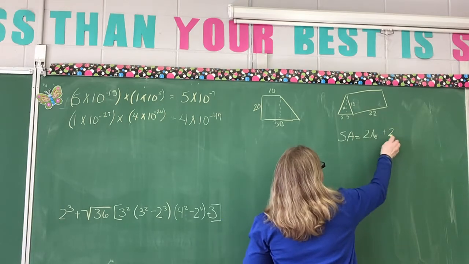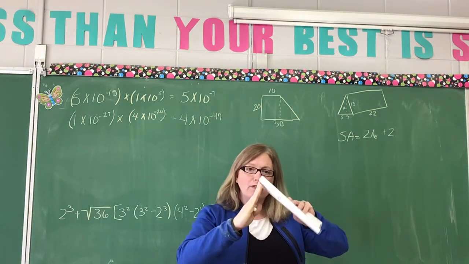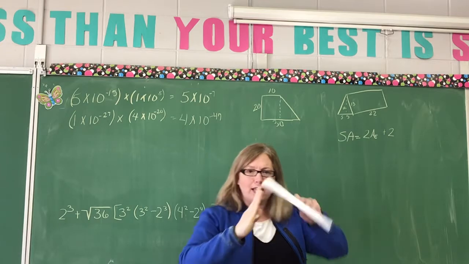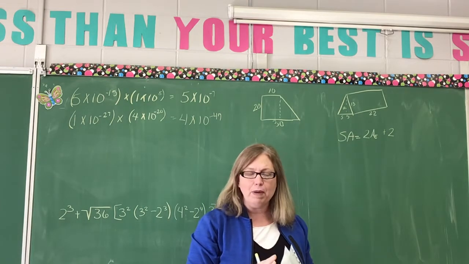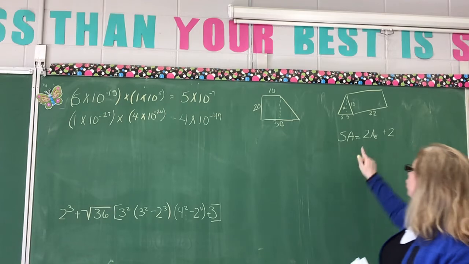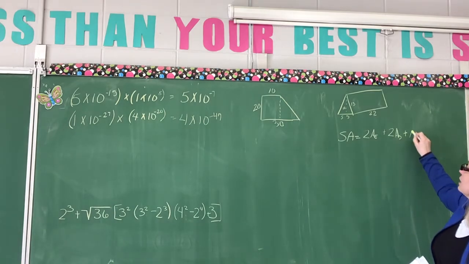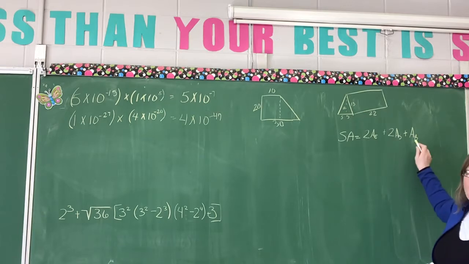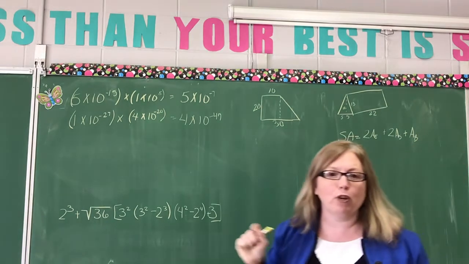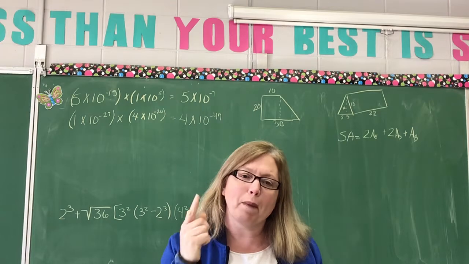Plus, we're going to have the 2 sides. The 2 sides of our triangle are going to be the same. The one on the front side and the one on the back side are going to be exactly the same. So we're going to say the 2 areas of the sides plus the area of the bottom. Now, why did Mrs. Turner not put a 2 there? Because there's only one bottom.